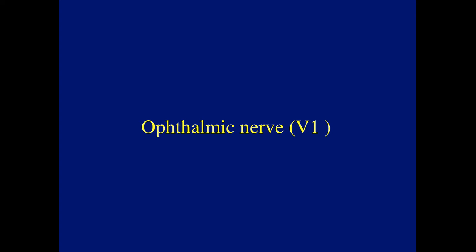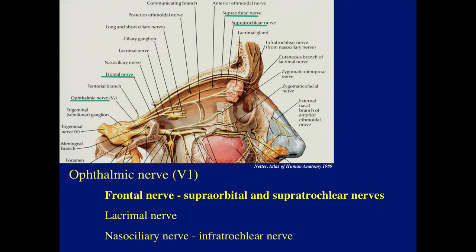Okay, let's move on now to the ophthalmic nerve. First division of the trigeminal. The many branches of the ophthalmic nerve, I'm just going to focus on the frontal nerve at the first part of this talk. The main branches of the frontal nerve, which is, again, the main branch of the ophthalmic nerve, are the supraorbital and the supratrochlear nerves, which we can see outlined here on this beautiful picture by Netter.